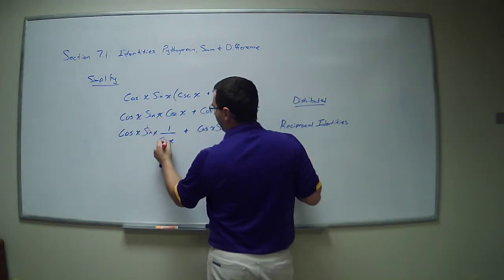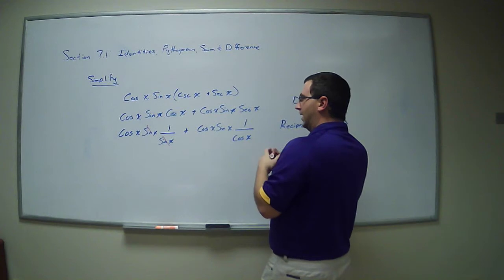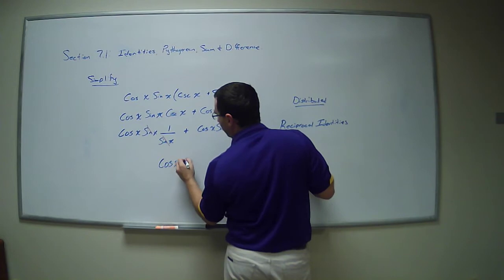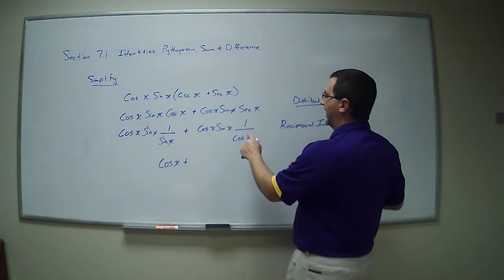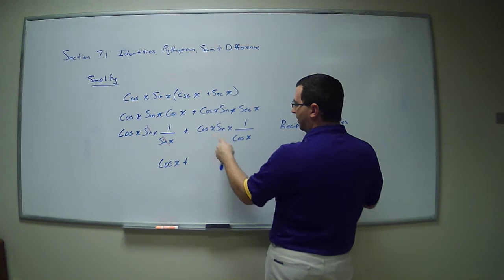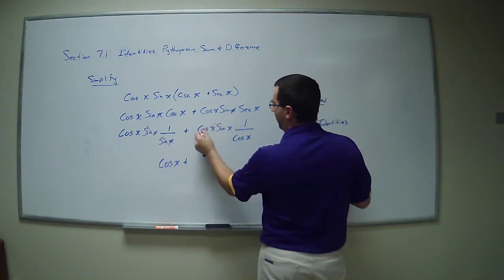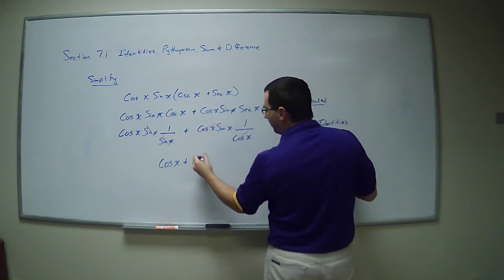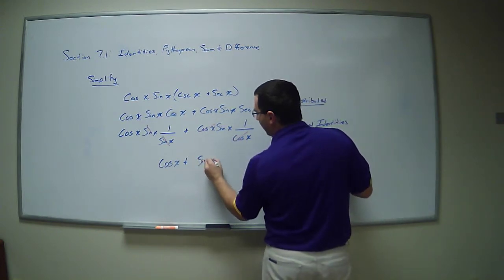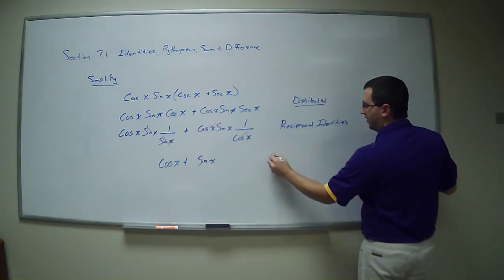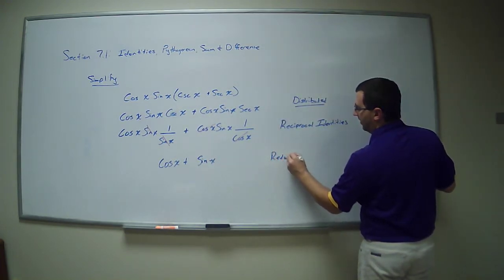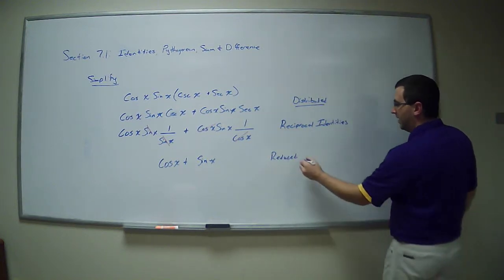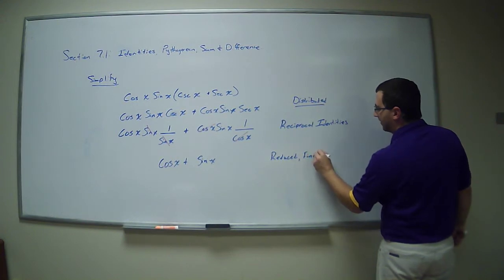So these guys cancel out, and you're left with cosine x plus this cosine x cancels out with this cosine x here. So that goes away, and all you're left with is sine x times 1, or just sine x. So here, we reduced. And since our answer is only cosines and sines, that would be your final answer.